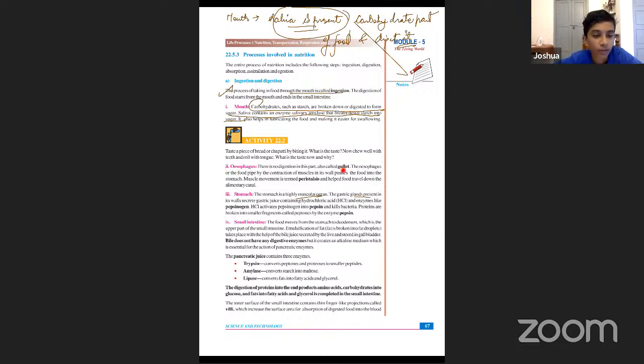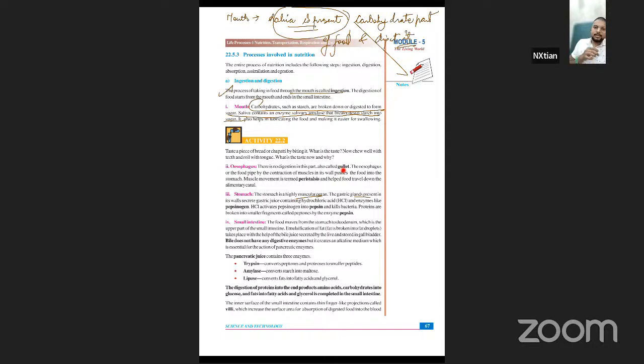The esophagus. There is no digestion in this part. It is also called the gullet. So underline this, okay? Why am I saying this? Because in MCQs they will ask like this: the other name of the esophagus is gullet. Many times it is asked, so please underline this.